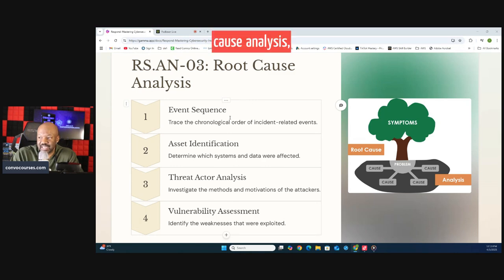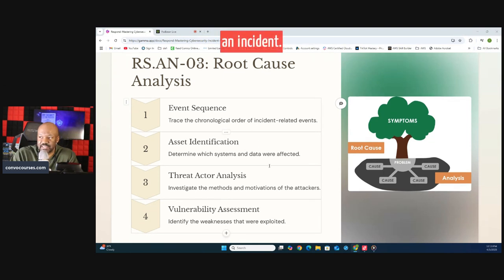So for root cause analysis, you're going to have a chronological breakdown of everything that took place so you can figure out what happened and get the root cause. You're going to identify what was affected. If there were threat actors, you're going to figure out why, what their motive is, and what they are trying to do. And then what weakness did they exploit? This is going to get you to the root cause analysis of an incident.